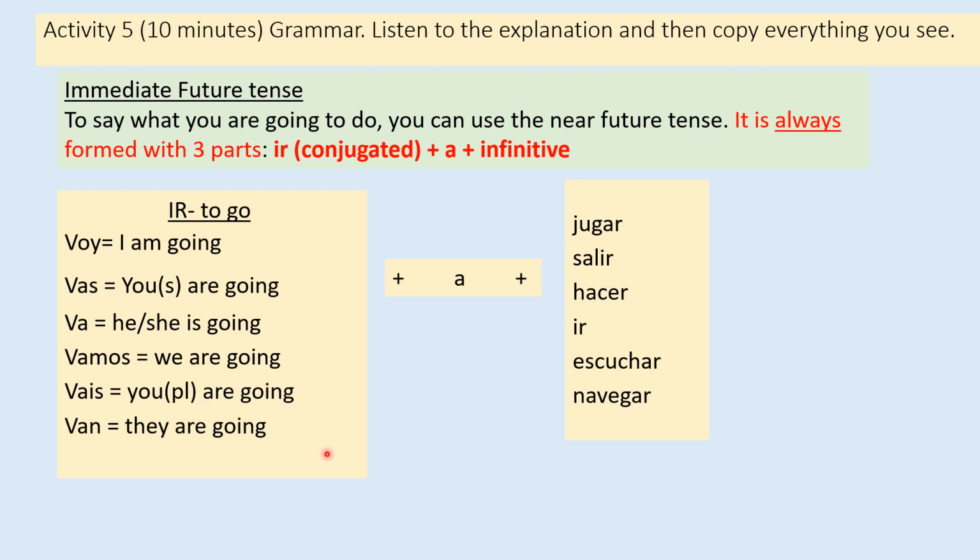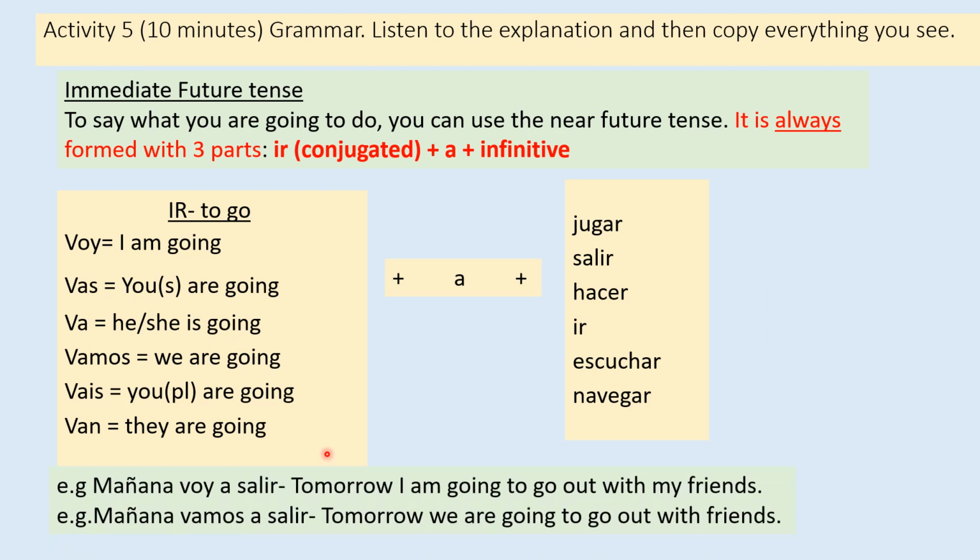So if we put it into a sentence, remember, as we saw, example, mañana, we have our time phrase here at the beginning, which tells me exactly when the future action is going to happen. I have my verb ir, remember, for the correct conjugation from here. I then need to include my a, and then I add on at the end the infinitive to tell the person the action I'm going to do. So, mañana voy a salir, tomorrow I'm going to go out with my friends.